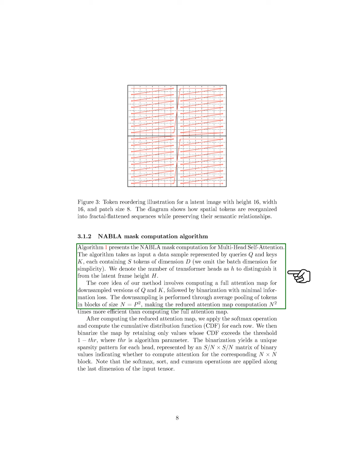We find that combining NABLA with STA yields the best visual quality, leveraging both our method's adaptability and STA's strong prior mask. The STA mask is computed based on parameters such as the number of latent frames, height, width, and window parameters. The final mask for each data sample is a combination of the NABLA and STA masks. Once computed, this mask can be directly used in the flex attention algorithm to enhance training efficiency.